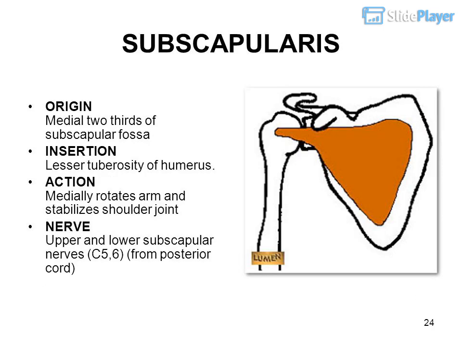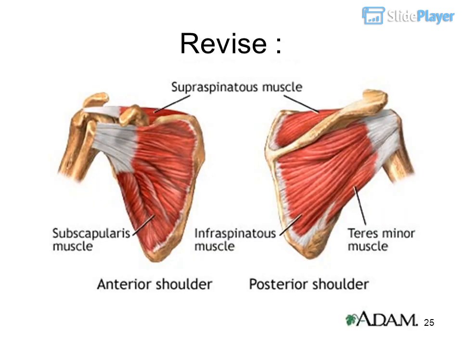Subscapularis. Origin: medial 2/3 of subscapular fossa. Insertion: lesser tuberosity of humerus. Action: medially rotates the arm and stabilizes the shoulder joint. Nerve: upper and lower subscapular nerves, C5, 6, from posterior cord. Revise.